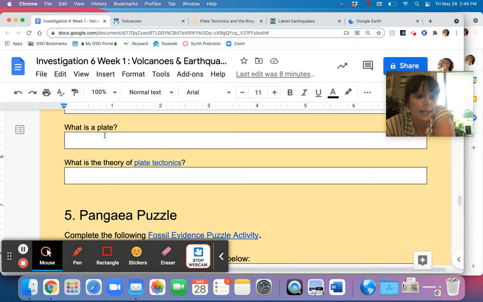And then for these remaining 2 questions, a plate. I would say a plate is a solid slab of lithosphere made of the crust and upper mantle. A solid slab of lithosphere made of the crust and upper mantle.